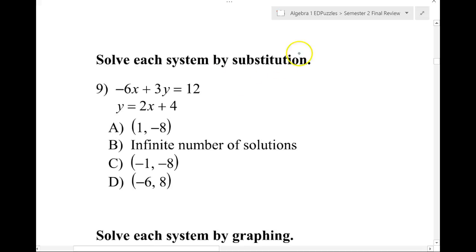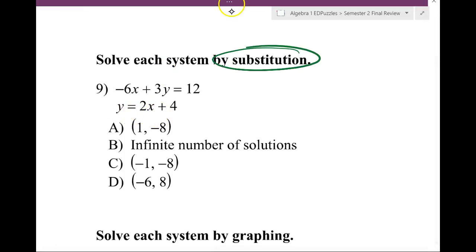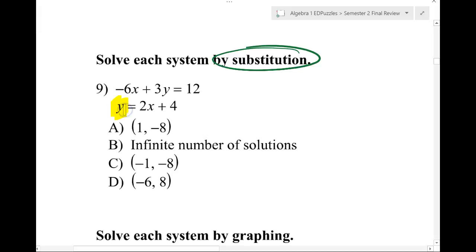Now we're doing substitution. For substitution, one of your equations needs to have a variable isolated on one side. In other words, you have to have an equation that has a letter by itself on one side of the equation. And you do here. You have this y by itself over here. So once you have that, you can take what y is equal to, which is 2x plus 4, and plug it into the other equation. If 2x plus 4 is equal to y, I can plug it into the other y.